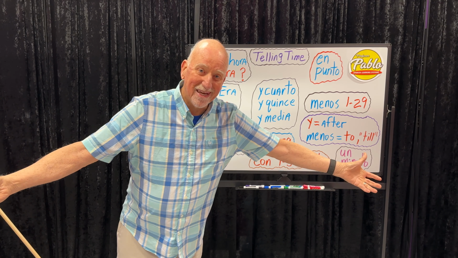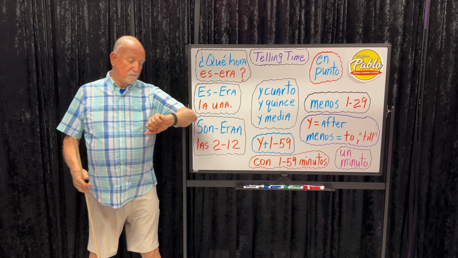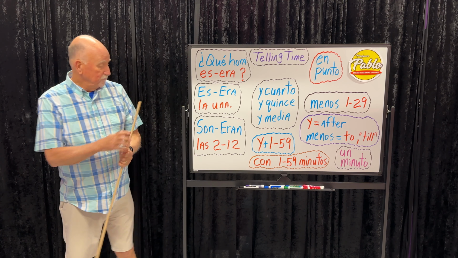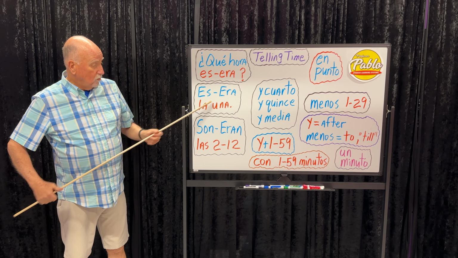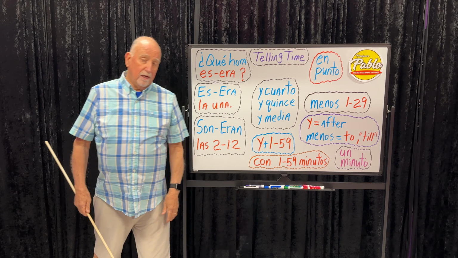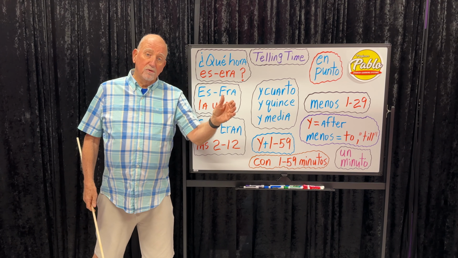This is too easy. Come on. It's 12 o'clock sharp. Son las doce en punto. Woo woo. Now, if you want to say it was 1 o'clock sharp, era la una en punto. It was 4 o'clock sharp. Eran las cuatro en punto.